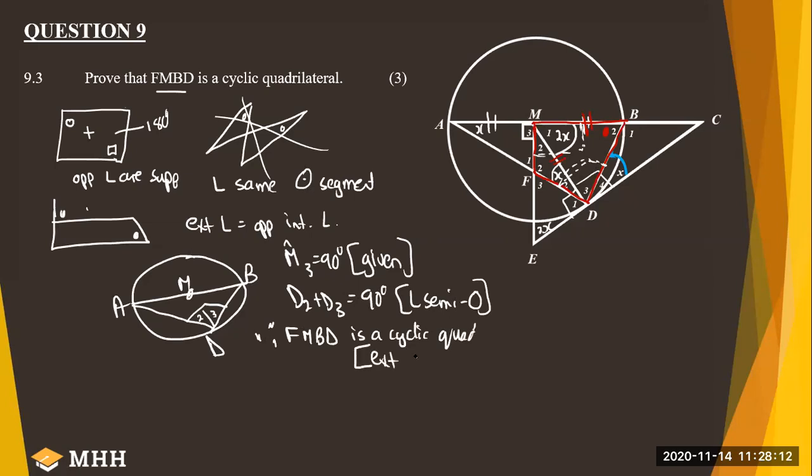Exterior angle equal to the opposite interior. Right? Or you could have said M1 plus M2 equal to 90 degrees, adjacent angles on a straight line. You see, and then just work the same way. Okay, now if there are no questions, we continue.